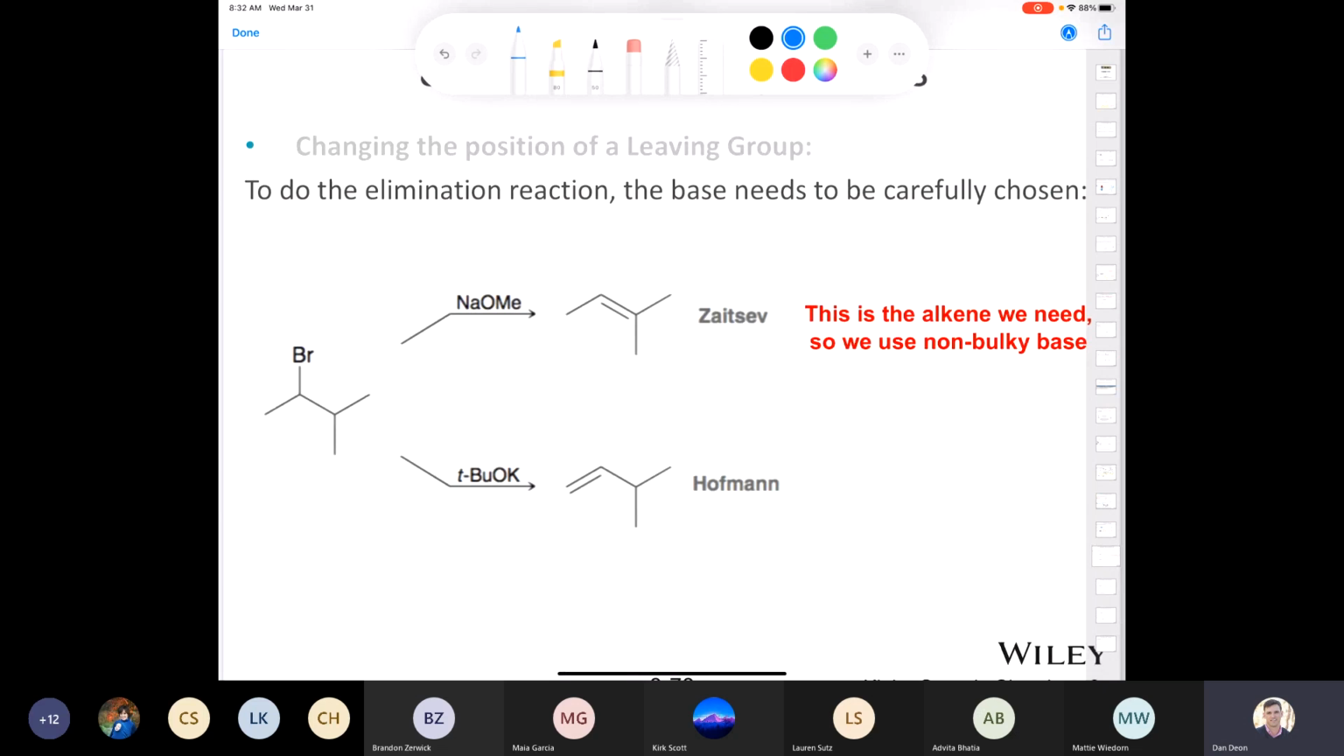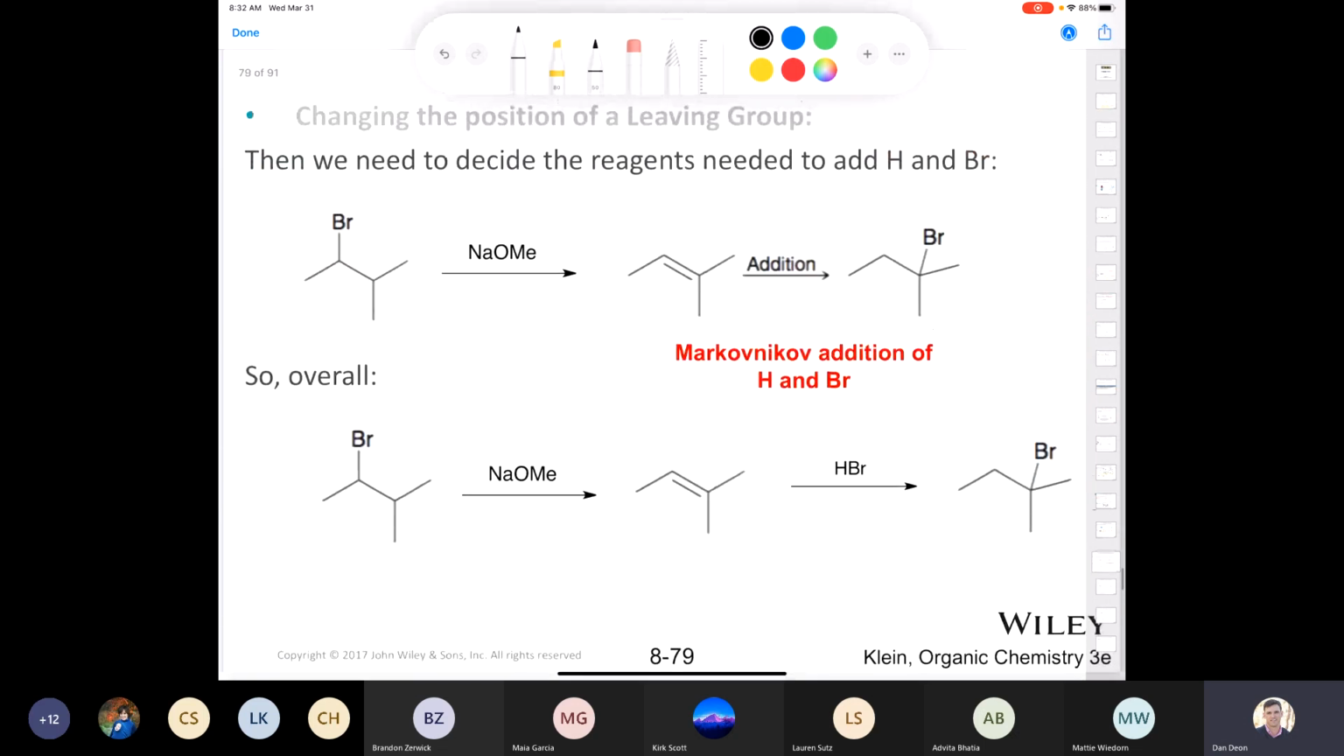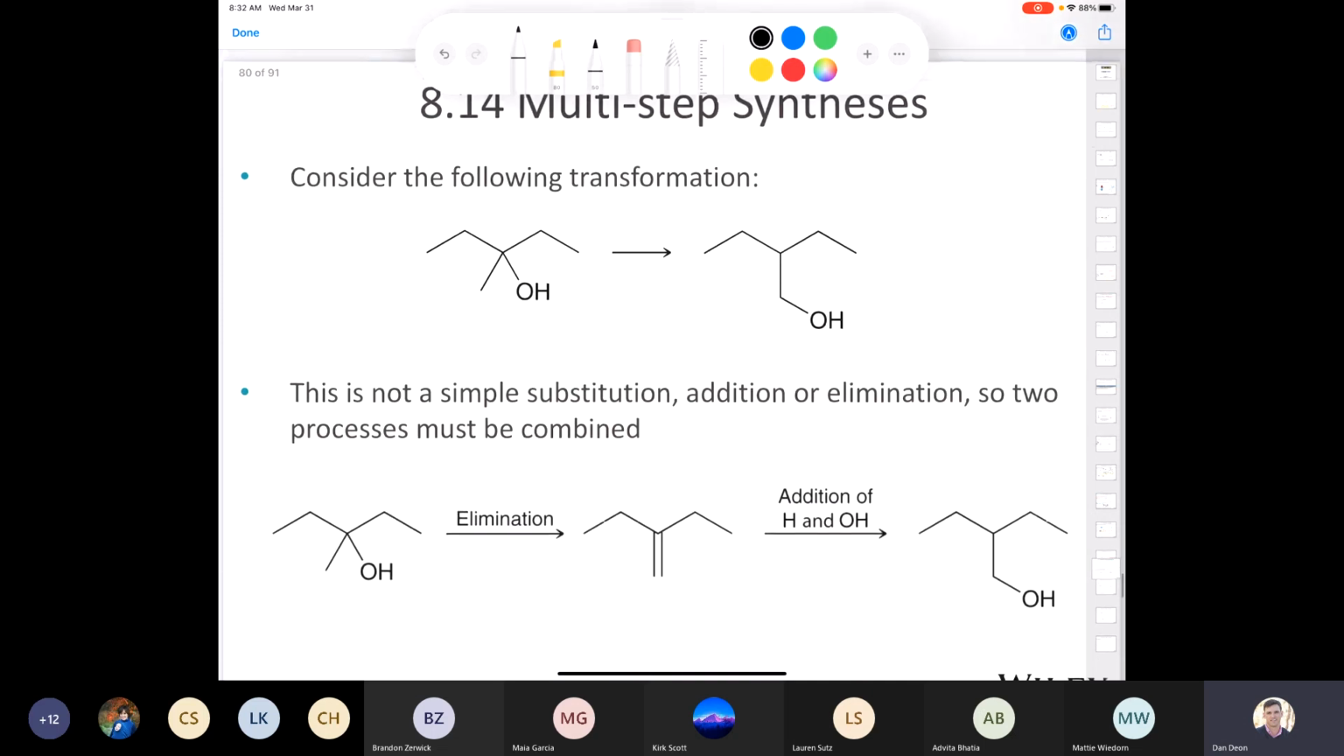Again, what if you wanted to put the double bond over here? Well, in that case, you'd want to make the Hofmann alkene, so you'd use a hindered base. You could take that Hofmann alkene and treat it with HBr, and it's not on here, but you could treat that with HBr and peroxides, and then you'd move the bromine over onto this carbon. So you can see how you can move that bromine around the molecule using the reagents that we've learned in the past 2 chapters. So it shows you here some different strategies. I'm just going to move on from there.